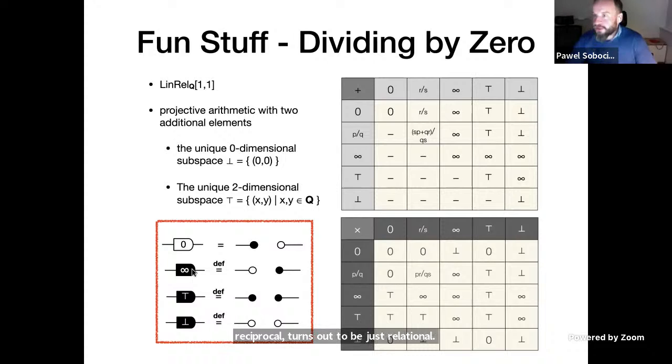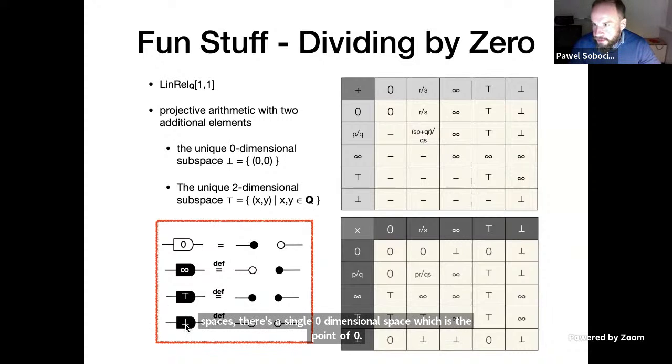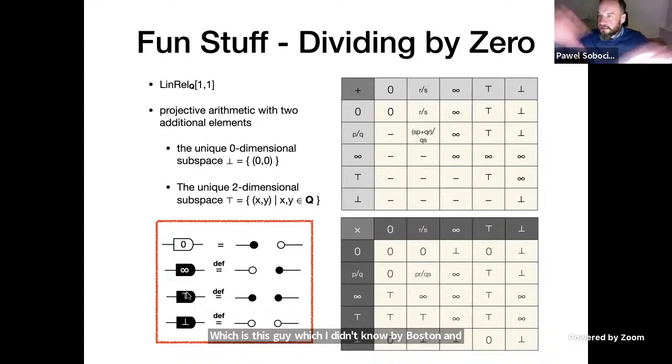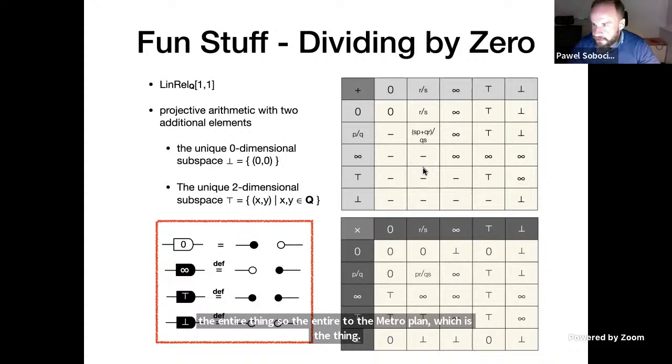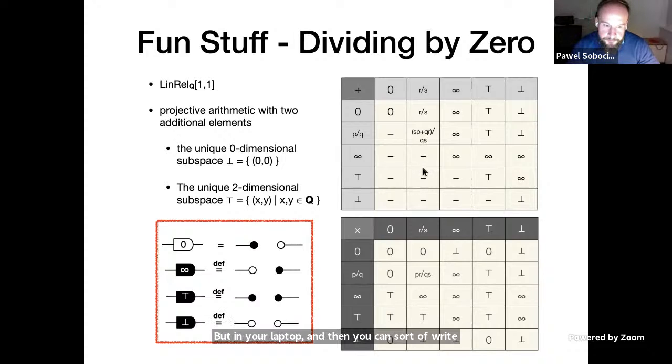But now, if we're going to close this thing and consider it as a closed system, then we need to consider all of the linear subspaces of k squared. So in addition to all of the one-dimensional spaces, there's a single zero-dimensional space, which is the point at 0, which I denote by bottom, and the entire two-dimensional plane, which I denote by top. And then you can write down a consistent multiplication and addition schema. And everything is okay.